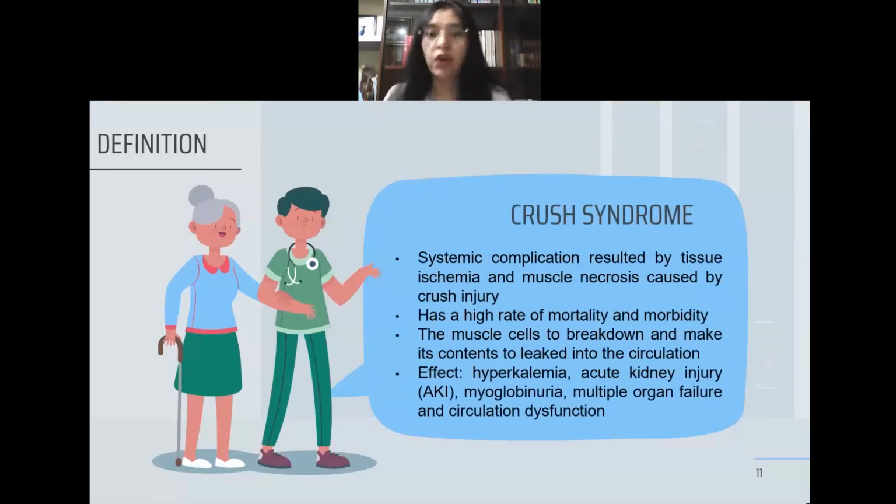As I've said before, crush syndrome is a systemic complication resulting from tissue ischemia and also muscle necrosis caused by the crush injury. It has a high rate of mortality and morbidity. What happens during crush syndrome is the muscle cells break down and their contents leak into the circulation. The effects of crush syndrome are hyperkalemia, acute kidney injury, myoglobinuria, multiple organ failure, and also circulation dysfunction.